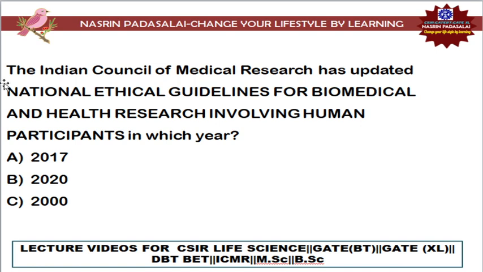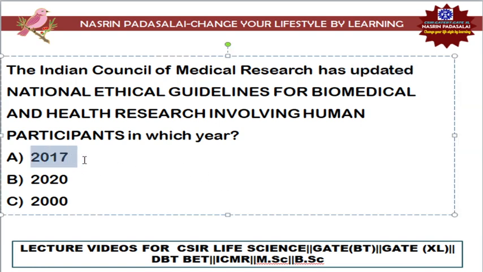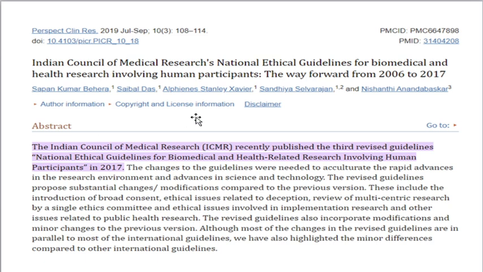So the first question is that the Indian Council of Medical Research, that is ICMR, has updated a national ethical guideline for biomedical and health research involving human participants in which year? So they are asking in which year they had updated this particular rule. So the correct option is 2017. This paper was published in 2019. In that it is mentioned that ICMR has published the third revised guidelines on this particular thing in 2017.